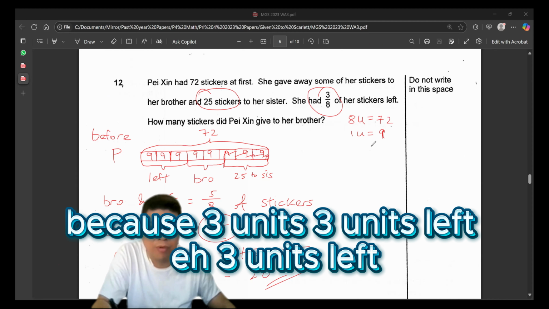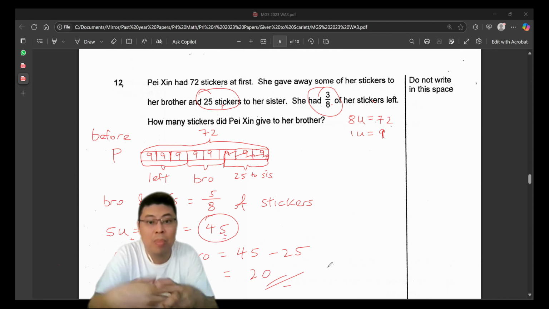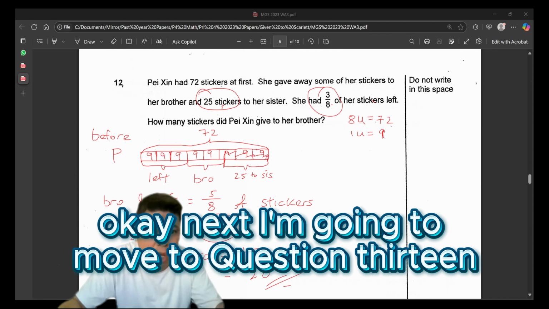If I know 8 units and 2, I can find 1 unit. If I can find 1 unit, I can find 5 units. If I have 5 units, means I know brother and sisters is 45 already. Then sister is 25, right? So brother is 45 minus 25. Okay, next I'm going to move to question 13.